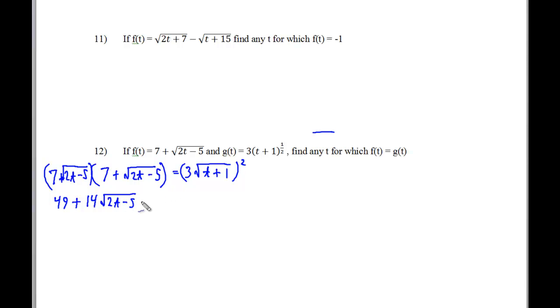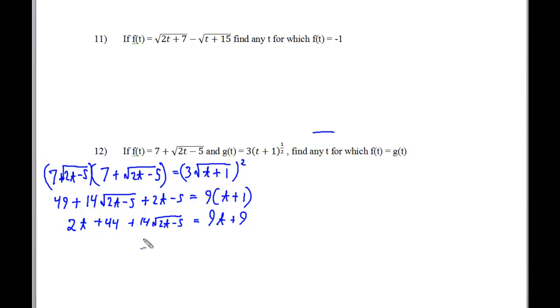And many of you knew that pattern already, but I just wanted to do that for speed's sake. Then plus 2t minus 5, because the square root and square root multiplied together gives you the term on the inside. And this is going to be 9 parentheses t plus 1. So simplifying this over here, I've got 2t and I've got plus 44 plus 14 times the square root of 2t minus 5 is equal to 9t plus 9.